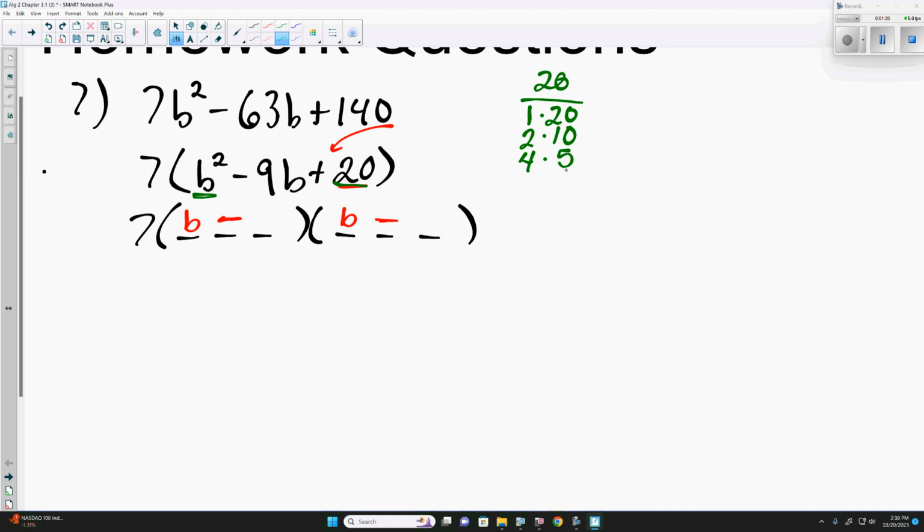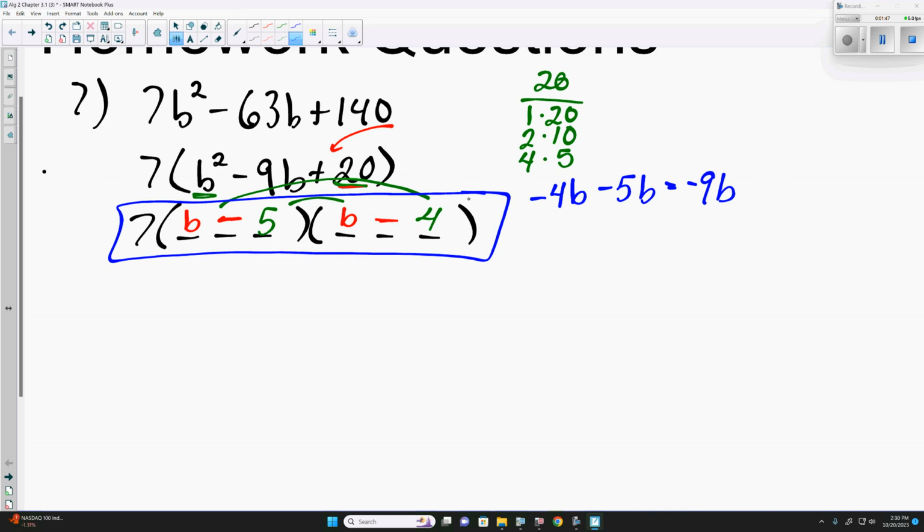Which one do we want to try first? 5 and 4. Now we can check it here. b times negative 4 is negative 4b. Negative 5 times b is negative 5b. And negative 4b minus 5b is negative 9b. And that's it.